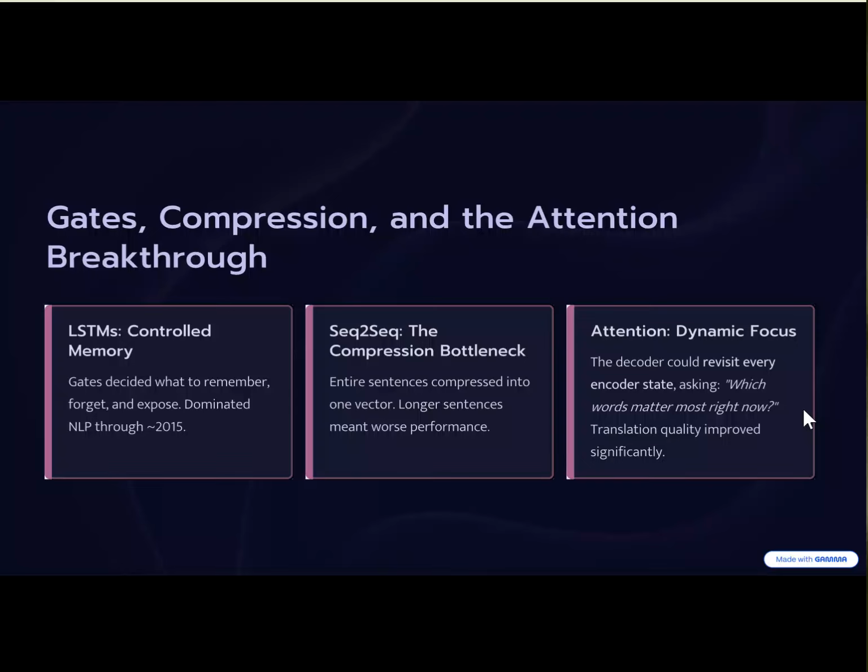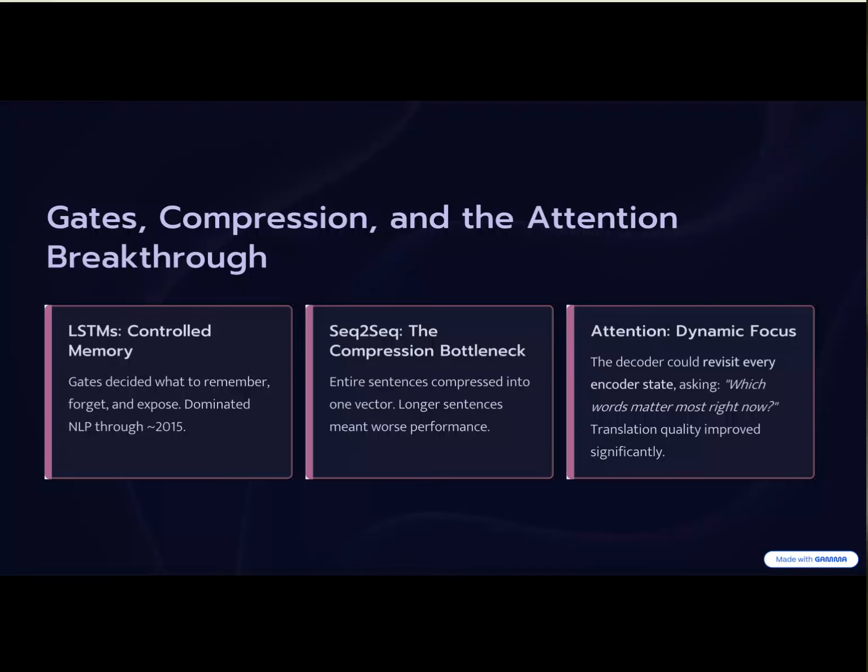Now, LSTMs, the long short-term memory networks. This introduced explicit memory mechanisms. They added gates: what to remember, what to forget, and what to expose. This dramatically improved sequence learning. For several years, we saw LSTMs dominating natural language processing. Even in NLP conferences around 2015, almost every paper contained LSTMs. Many people believed sequence modeling had essentially been solved, but another bottleneck appeared.